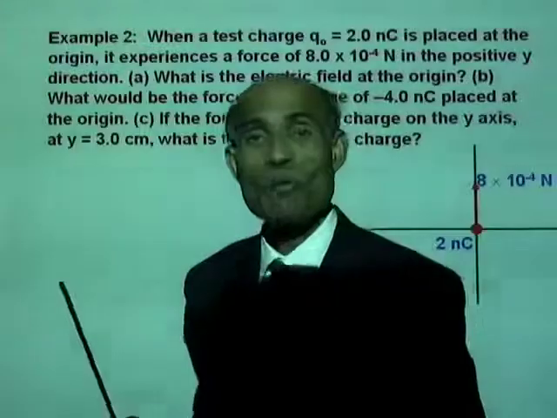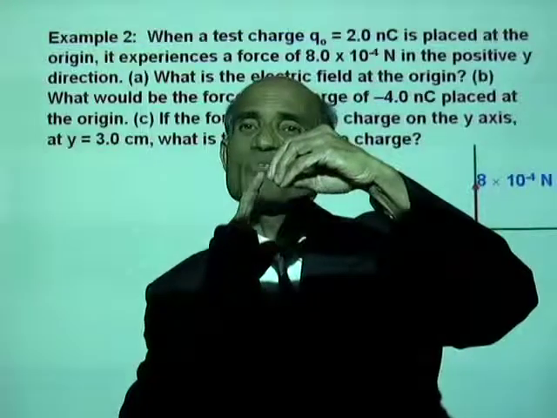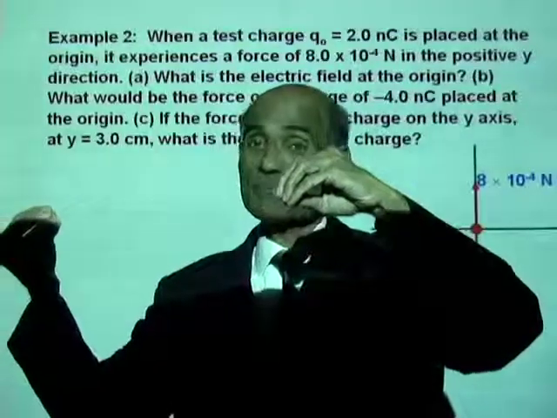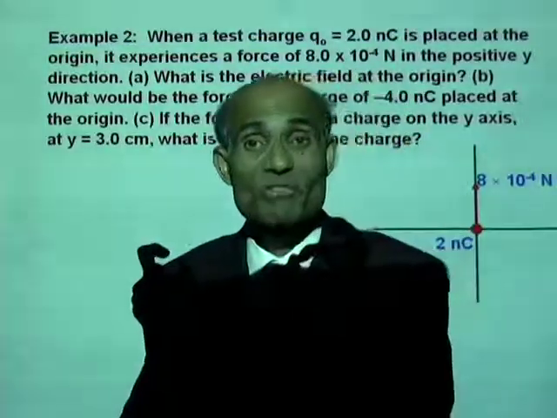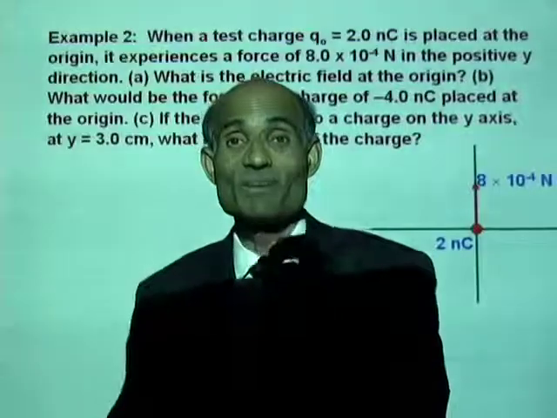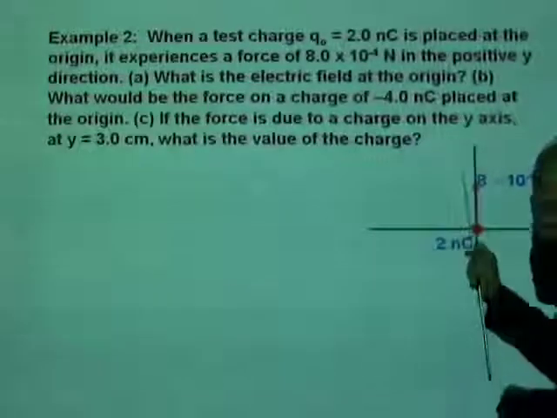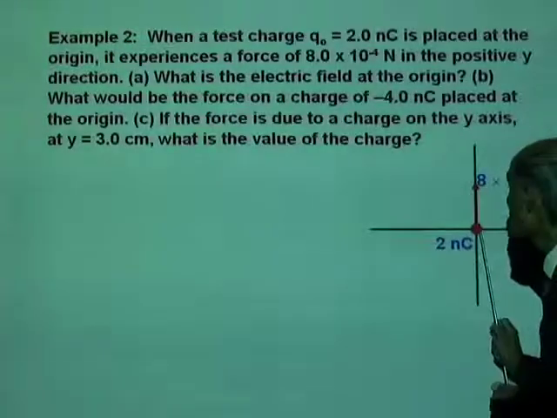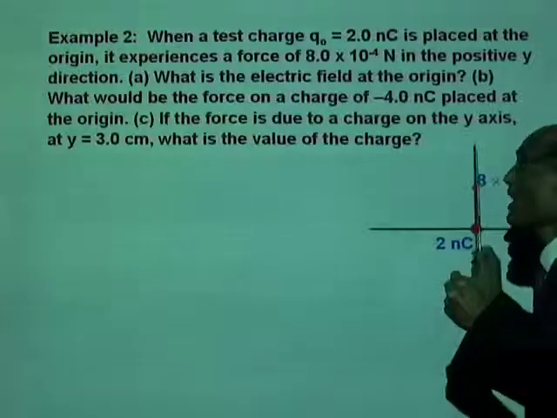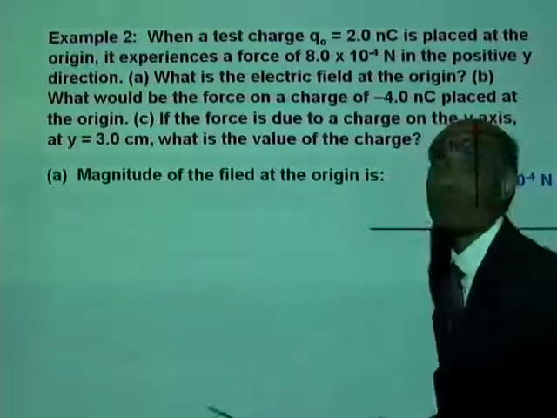Now tell me, if a positive charge is placed in an electric field, what will be the direction in which it experiences a force in relation to the direction of the electric field? Remember, the direction of the electric field is the direction in which a positive test charge would move. Well, that means if this 2 nanocoulomb experiences a force in the positive y direction, that means this is due to an electric field at the origin directed in the positive y direction. Alright? The magnitude of the field at the origin.